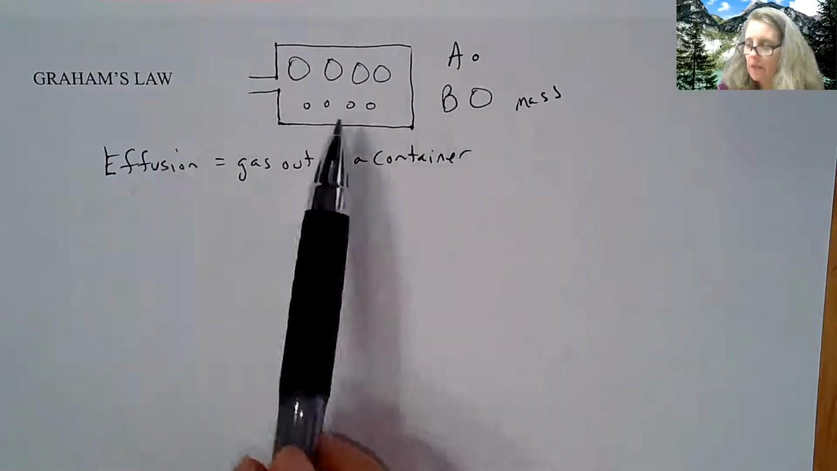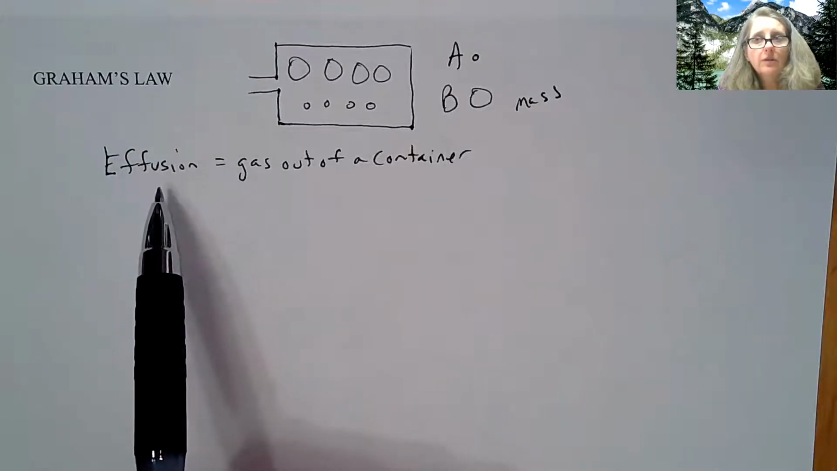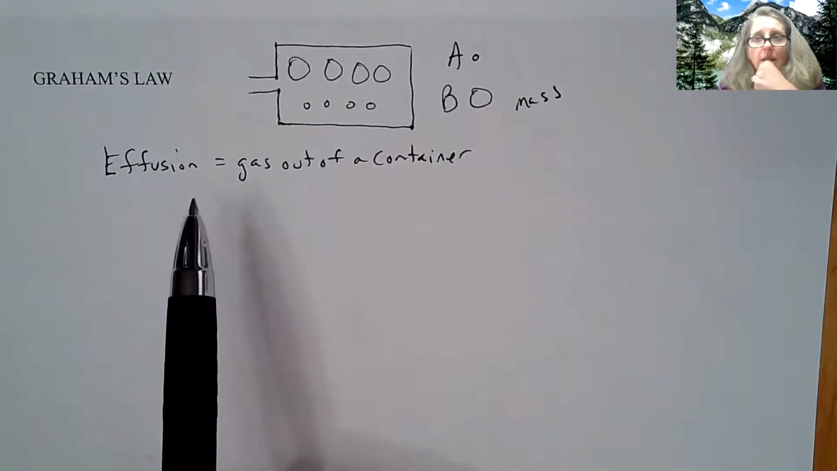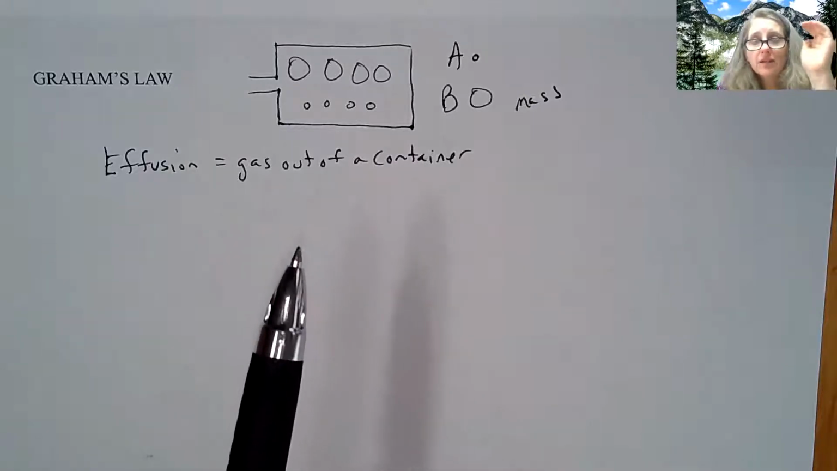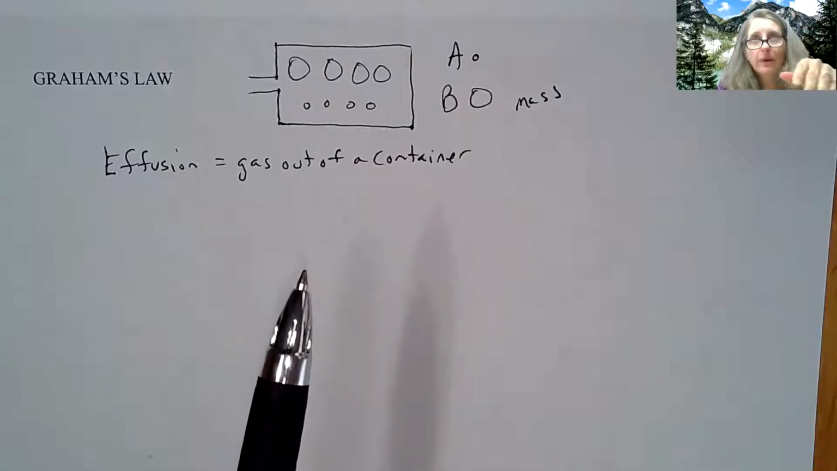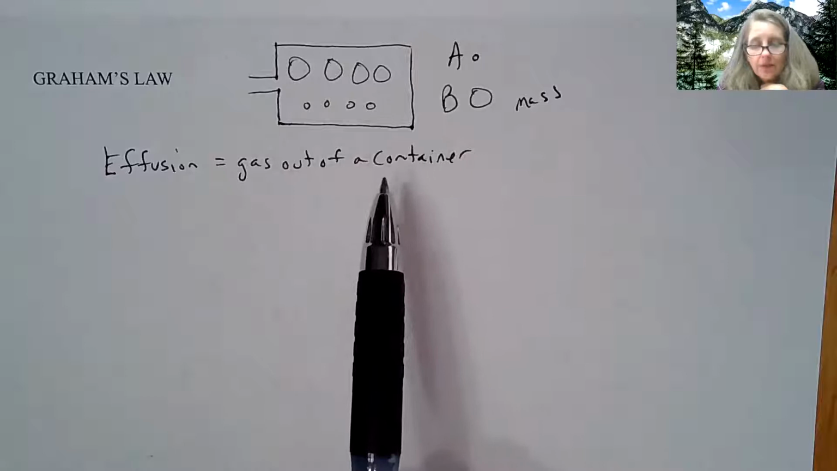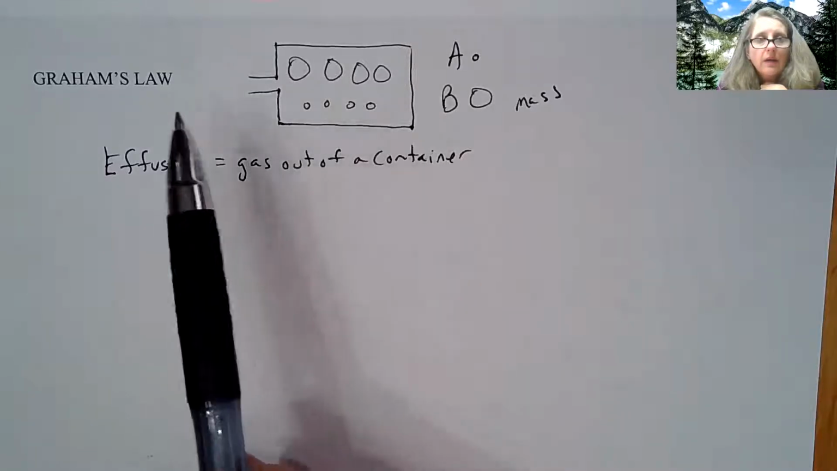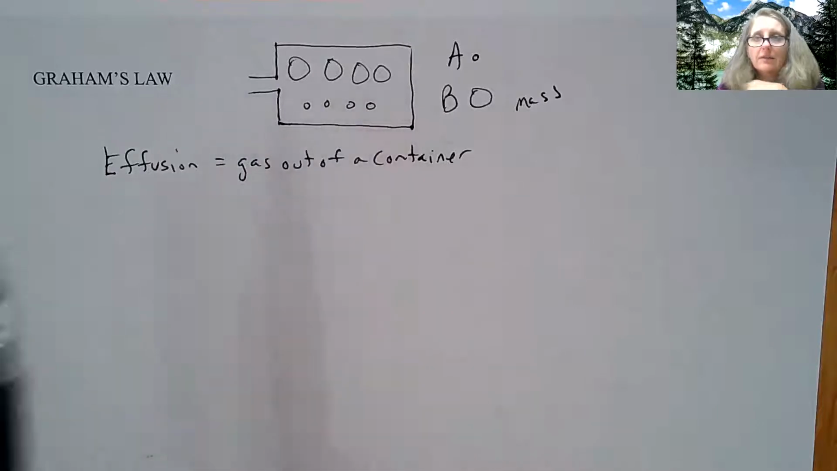Graham's law is focusing on effusion. Now, you may have heard of the term diffusion. That would mean you're spraying an air freshener in the room. It takes a while for you to completely smell it throughout the whole room. Effusion is gas coming out of a container. So what Graham studied was gas leaving a container.